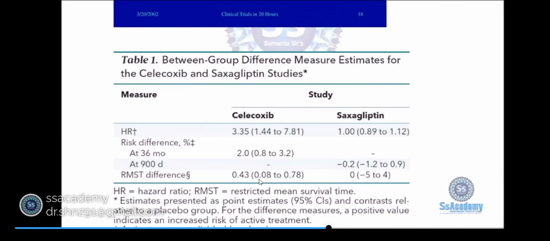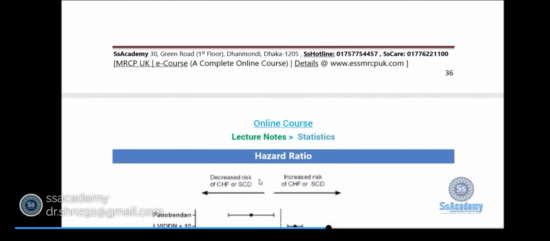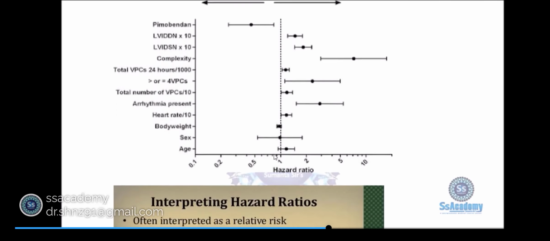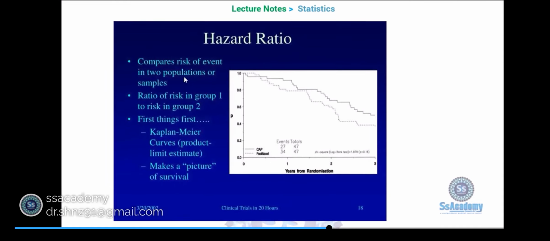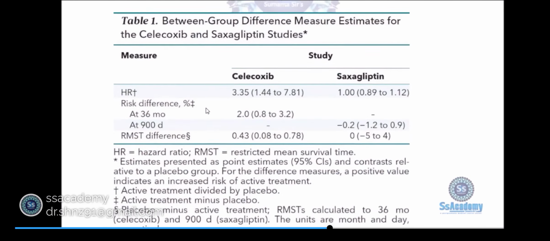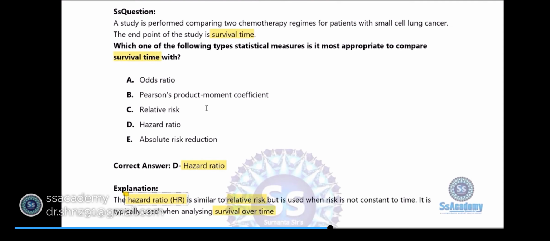So we can get back to the hazard ratio topic here. It is written to compare the risk of an event in two populations or groups, which means the relative risk as well, and the ratio of group 1 to group 2. The simple thing you need to remember is that the statistical measure for the hazard ratio is for survival time.